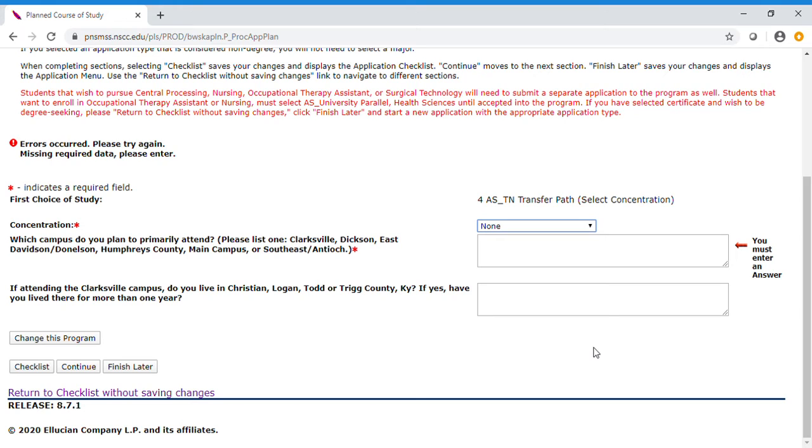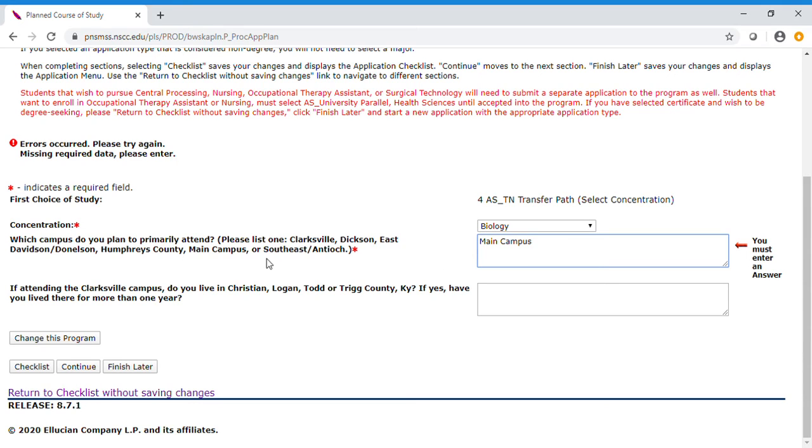So once again, let's click biology. Let's say we want to do 2 years of biology at Nashville State and then transfer to one of the Tennessee universities to finish out a 4-year degree in biology. You want to list which campus you plan to primarily attend. We're going to go ahead and say main campus.